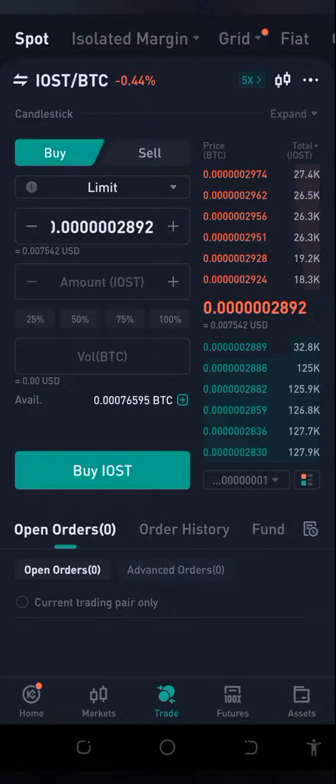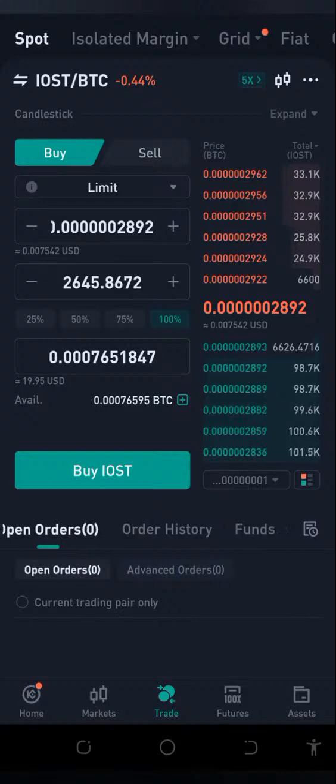We want to buy this. So let's see how much we can get. We've got 2645. Remember, that's exactly what we got the other time. So I'm going to start off by just checking this out, right?